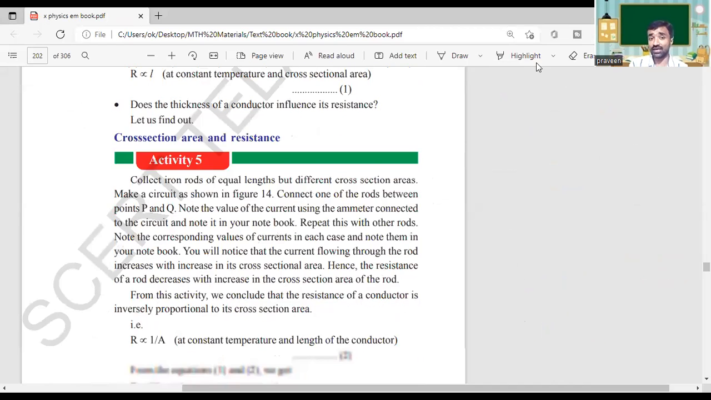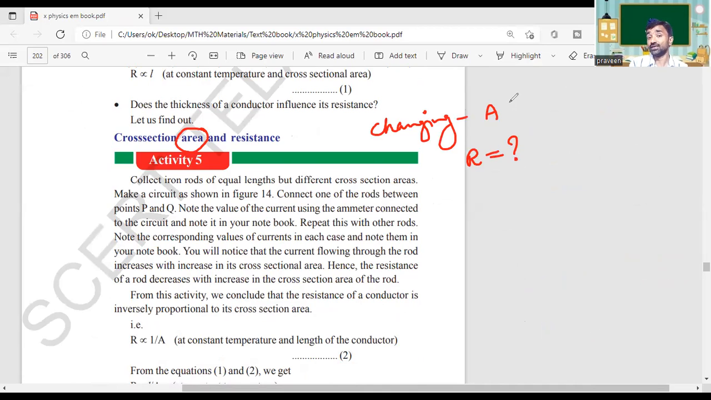This is about whether the cross-sectional area affects the resistance of the conductor. Here I am verifying the resistance based on the area. So I am changing the cross-sectional area of the material, and keeping the rest constant. While measuring resistance, you need to conclude whether resistance increases, decreases or remains the same with change in the cross-sectional area.